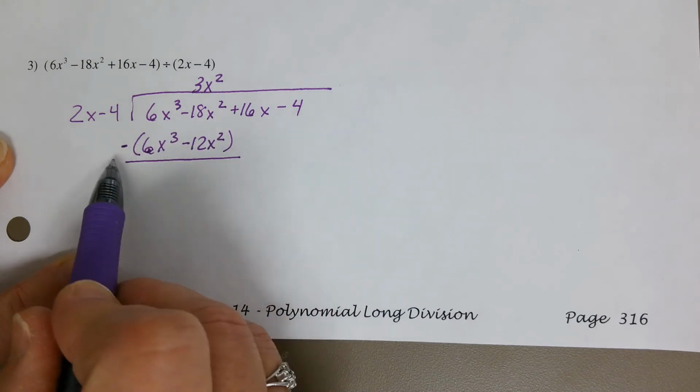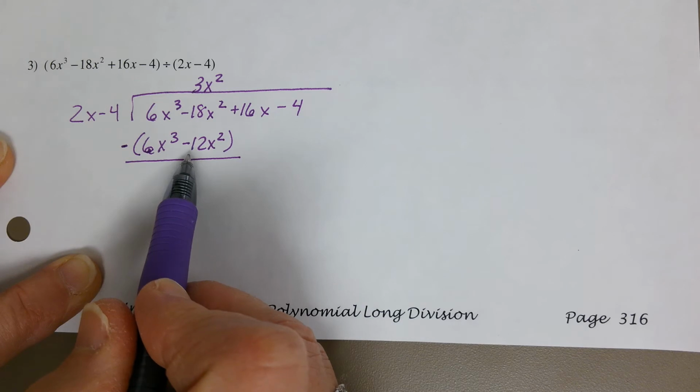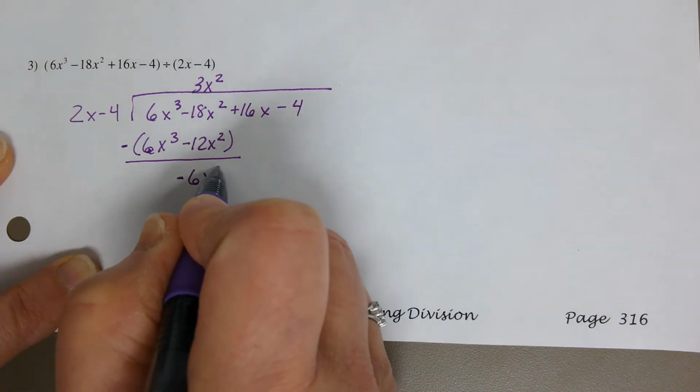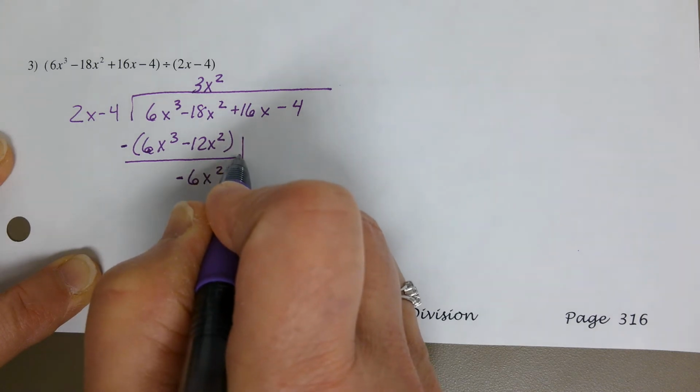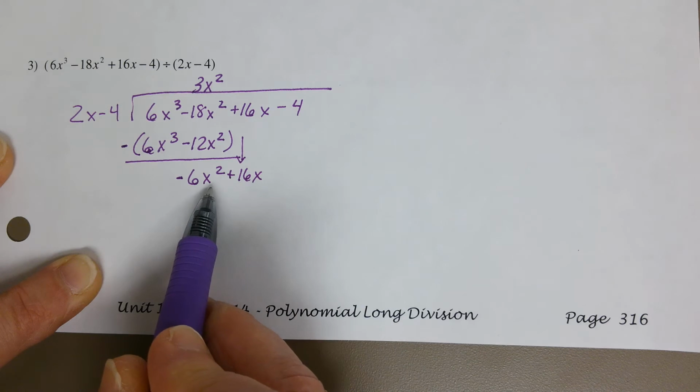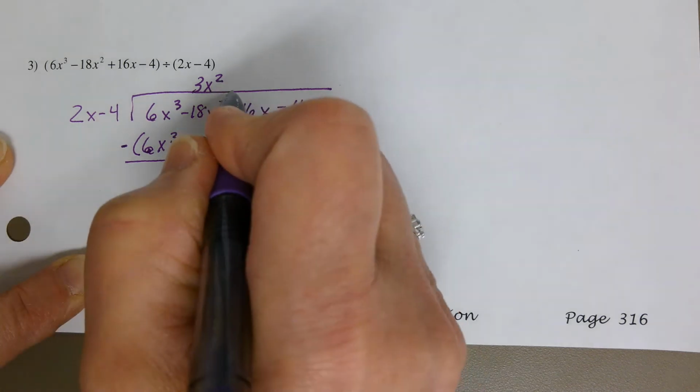Negative 18x squared minus negative 12x squared. So that's negative 18 plus 12, which is negative 6x squared. Bring down the next term, plus 16x. Negative 6x squared divided by 2x is negative 3x.